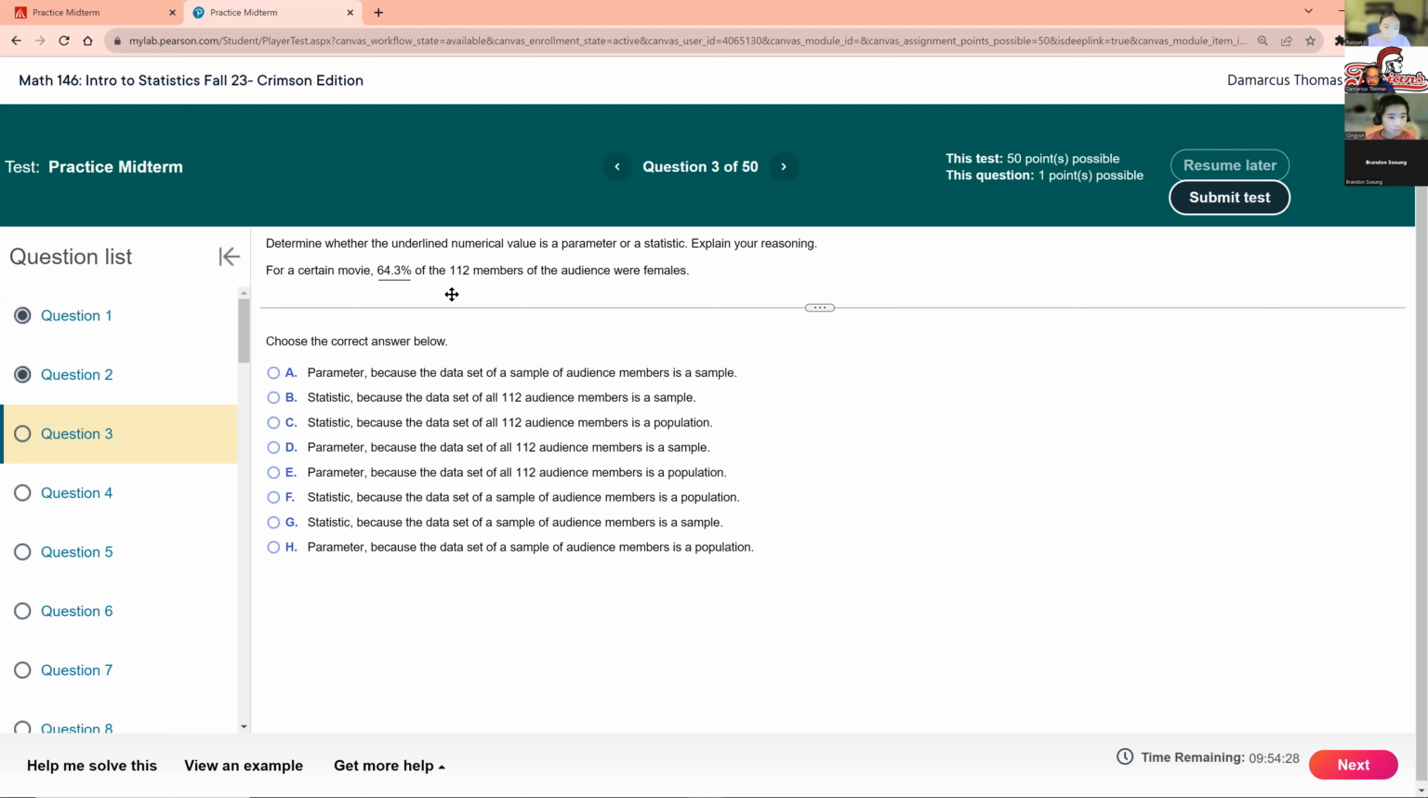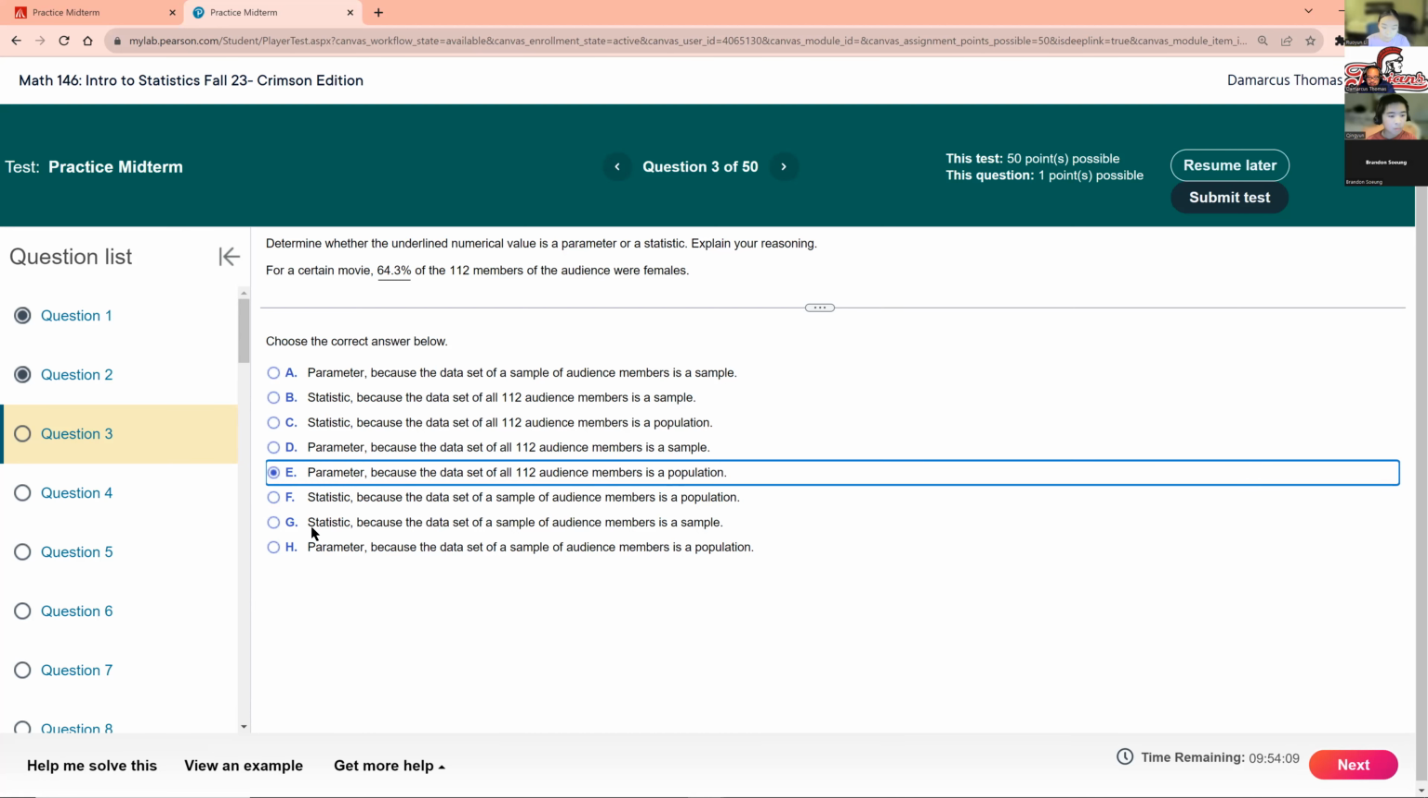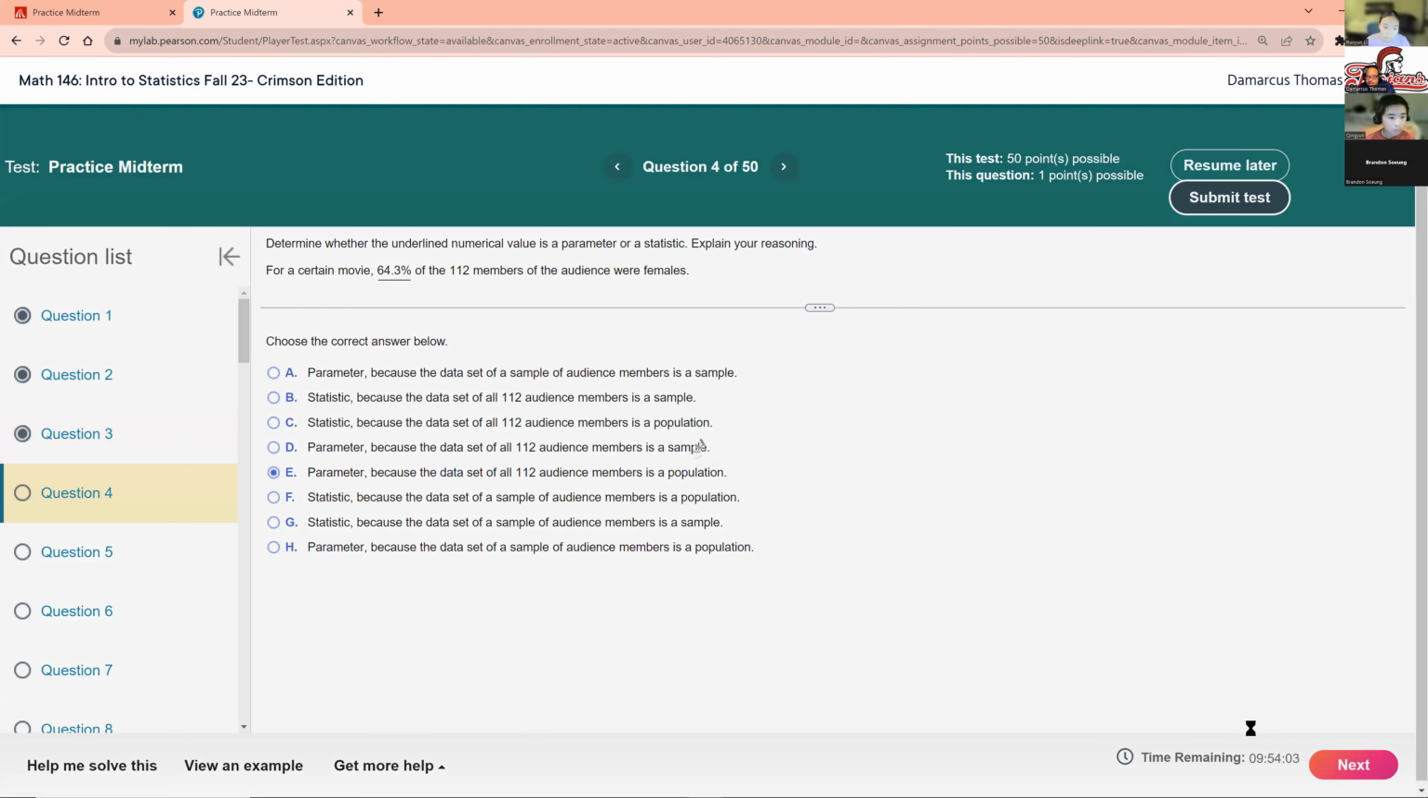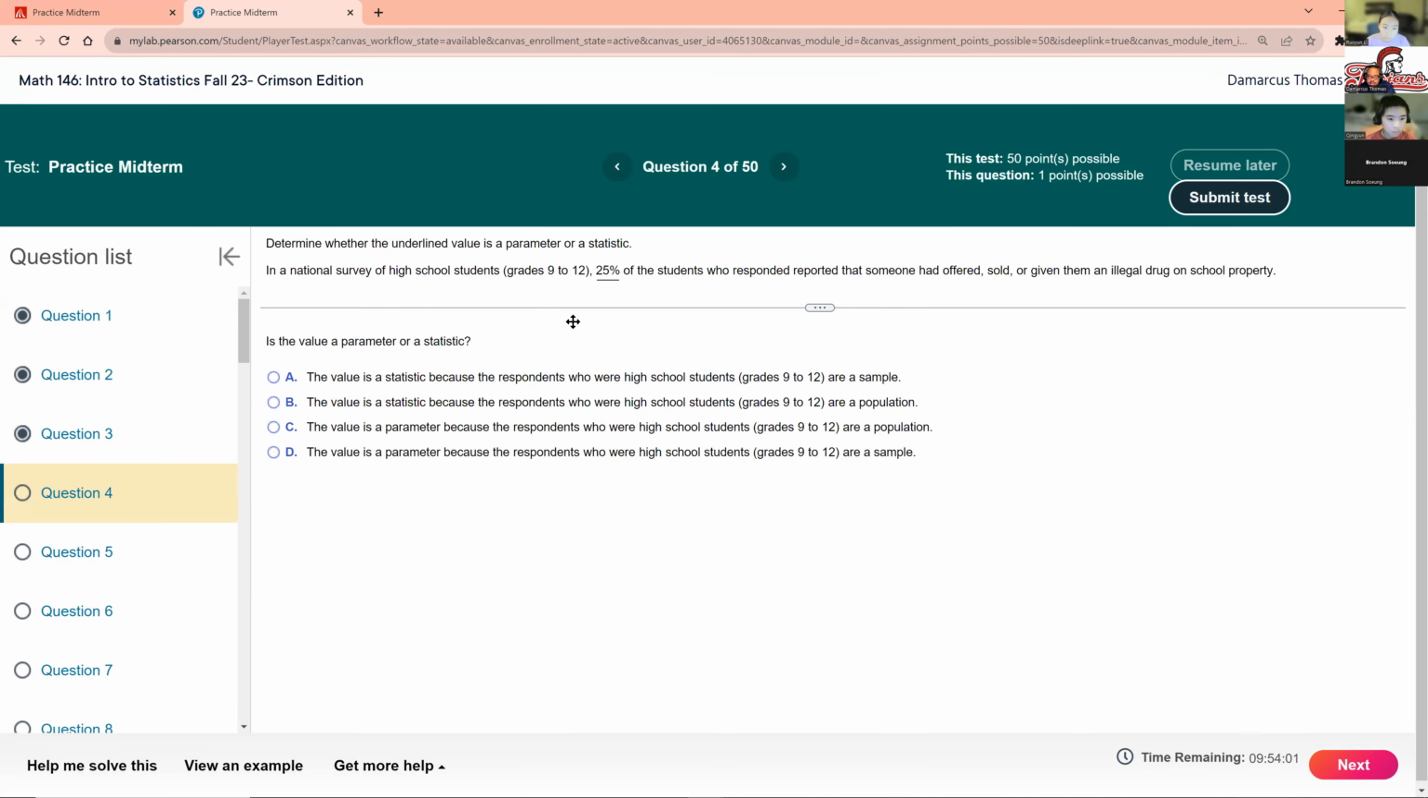So something tells me that it's a parameter because the data set of 112. I like E. I could be wrong. Some of these, I mean, you just never know.